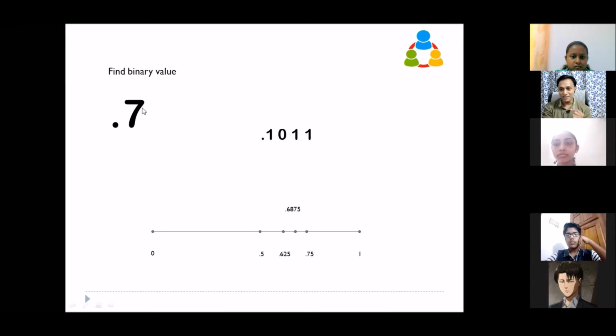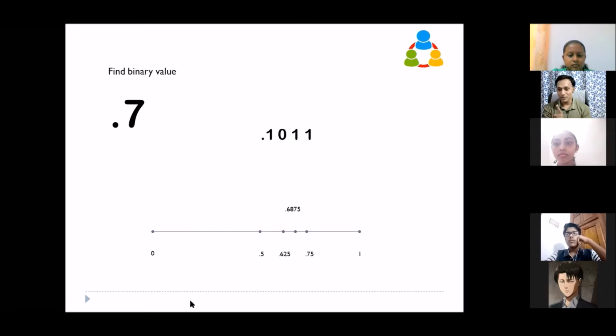Instead, we multiply this with 2. So what happens? If this is more than 0.5, the resultant number will be more than 1, right? 0.5, if you multiply by 2, you get 1. 0.6, you get 1.2. 0.7, you get 1.4. Any number before this, if you multiply with 2, you will not get a value more than 1.